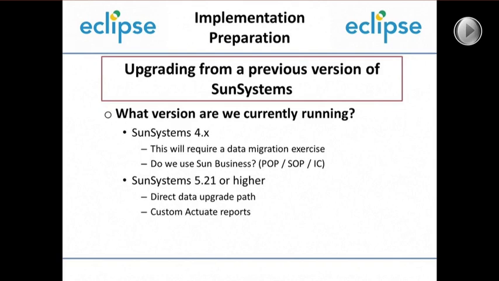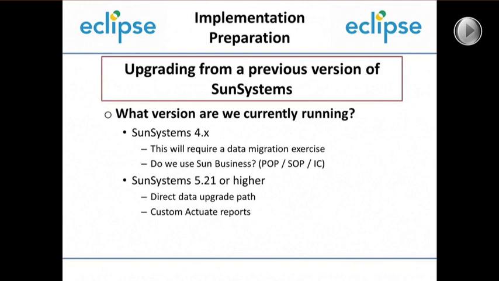If you're on a version of SunSystems that's version 5.2 or higher, then, because the data structures are relatively similar to the Infor10 product, there's a direct data upgrade path. So you can upgrade in place from version 5 to version 10. Whether you're on 5.2, 5.3, 5.4, there is a direct upgrade path available to Infor10.